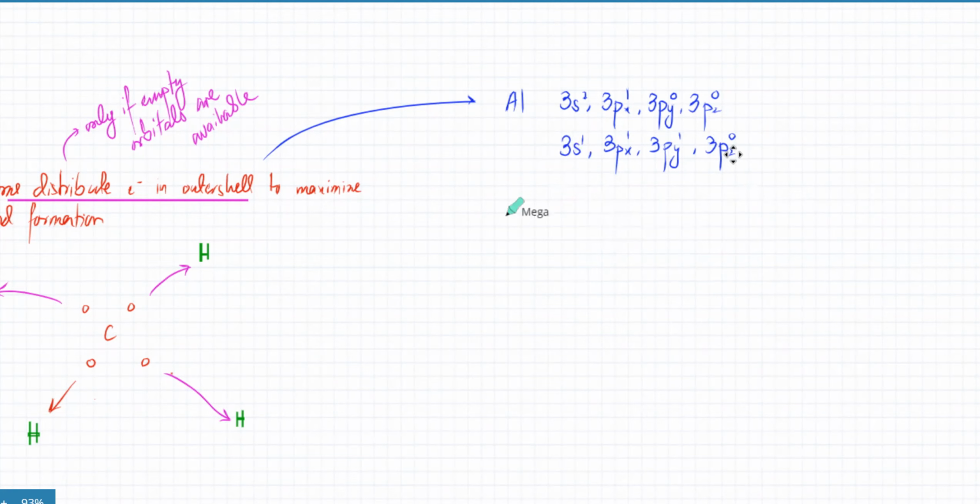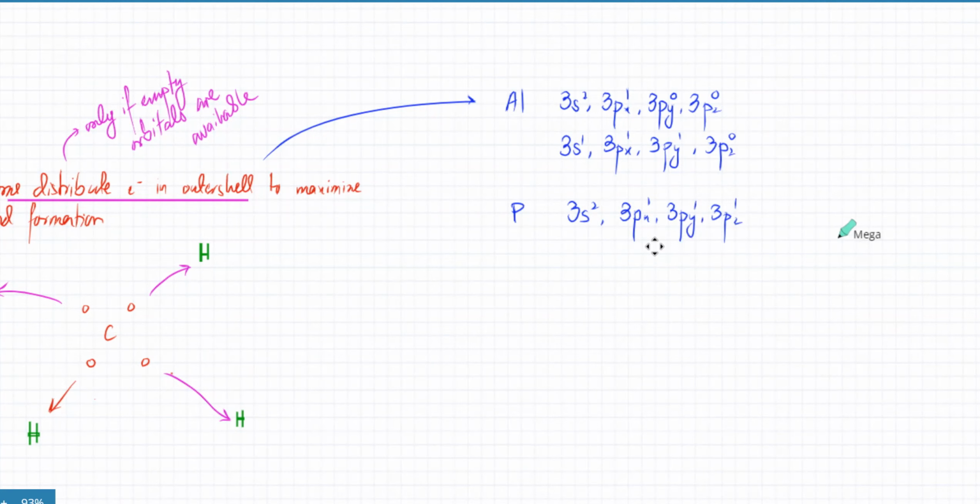Then you've got atoms that can vary the number of bonds, like phosphorus over here. Phosphorus's outer electronic configuration is 3s2, 3px1, 3py1, and 3pz1. So at the moment, how many electrons does phosphorus need? How many of its orbitals can bond with other atoms?